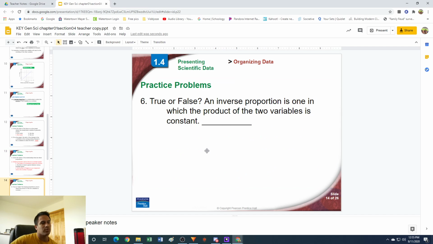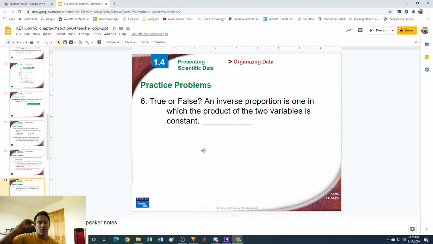An inverse proportion is one in which the product of the two variables is constant. So this question is saying an inverse proportion is one where if you take the two numbers and you divide them, you're always going to get the same number. So it's always going to be like 1 or something. No. That would be true if it was a direct proportion.